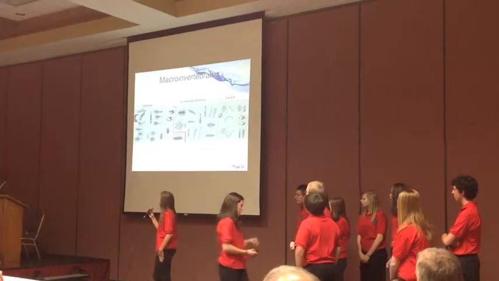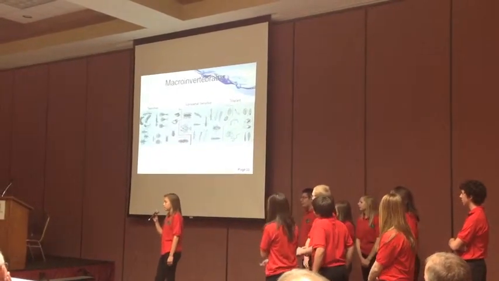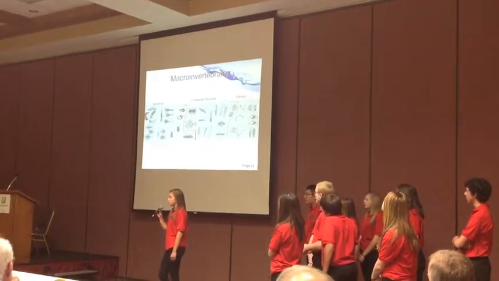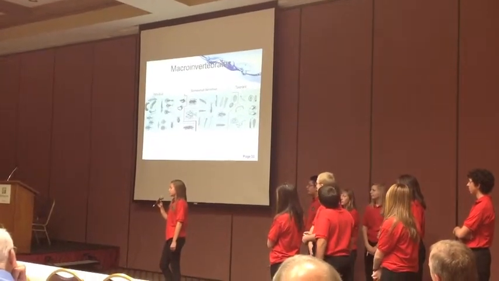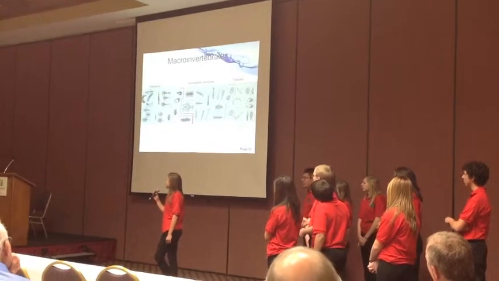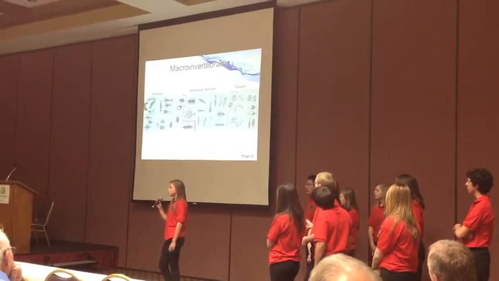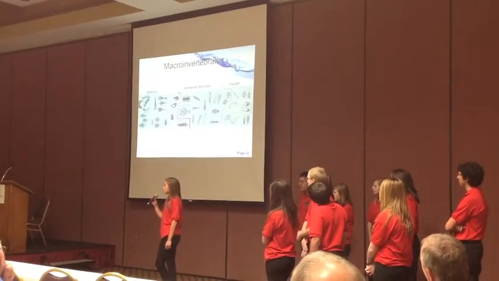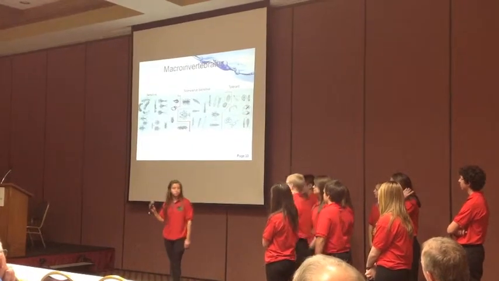Macroinvertebrates are insects with no backbone and are large enough to be seen with the naked eye. These insects are a good way to tell what type of waters we have because there are different macroinvertebrates with different tolerances. The tolerant insects can live in polluted waters while the sensitive insects need clean water habitat. We want the sensitive insects.